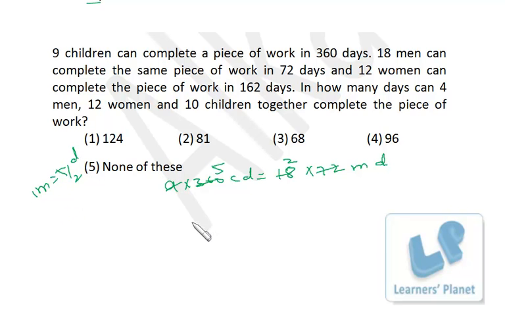Similarly, 9 into 360 children days, I just take this out, or you can write it once again. Children days is equal to, now we write the calculation for women, 12 into 162.